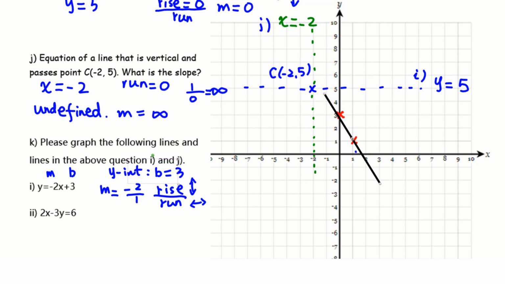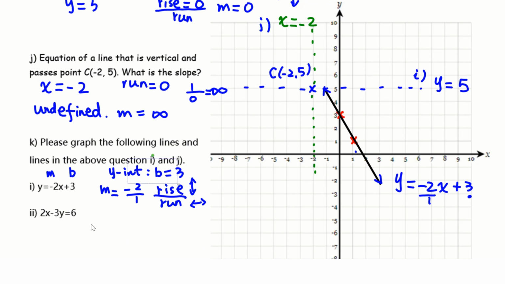And remember, put arrows at both ends. It means that the line keeps going. It's not only these 2 points. You have infinity points on this line. So we label it y equals negative 2x plus 3. What we have done is find the y-intercept is 3, then use negative 2 over 1 as rise over run. So down 2, right 1 to find another point and graph it.